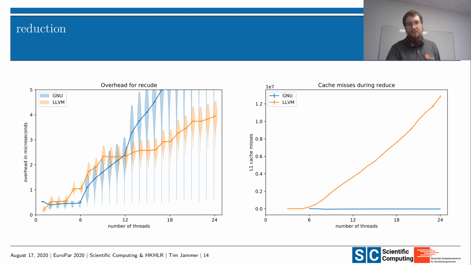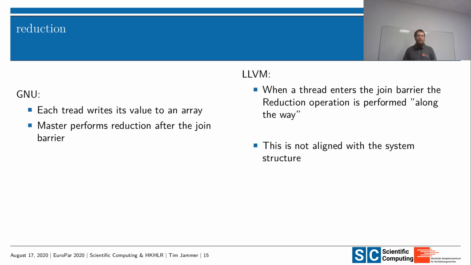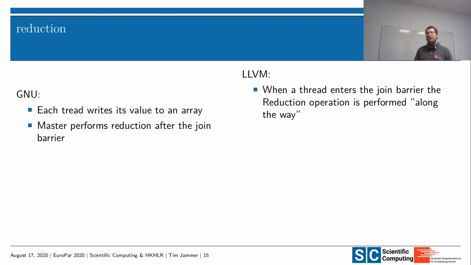But what we see, and what's very interesting, is if you look at 12 or 18 threads, then there is no steep rise in cache misses, as one might expect, even though we utilize one additional NUMA node. This does not increase the number of cache misses. So we do not see that the structure of the reduction operation is aligned with our system structure, for example, with the different NUMA nodes. This is not the case.